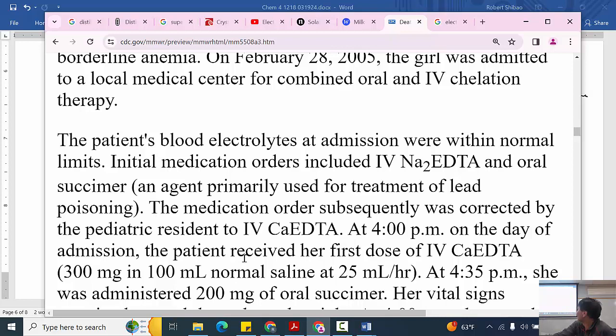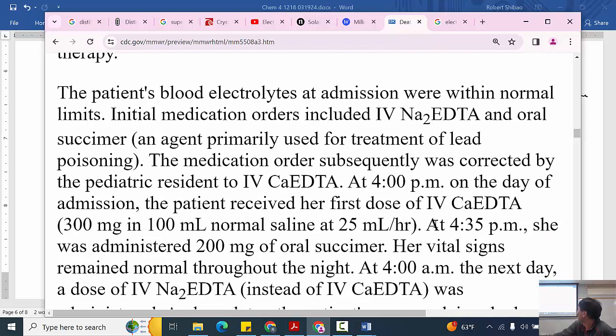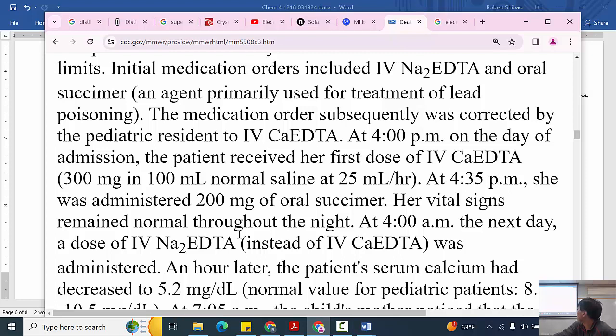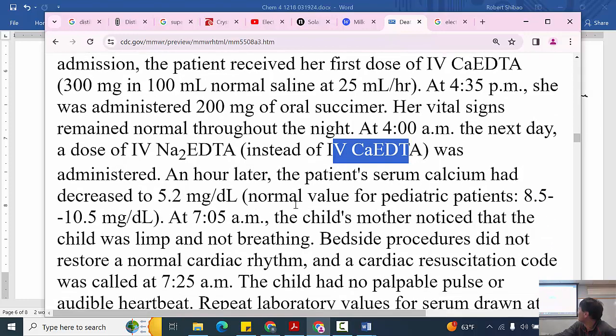At 4 p.m. on the day of admission, the patient received her first dose of intravenous calcium EDTA. And so the levels were normal. At 4:35, she was administered 200 milligrams of oral succimer. Her vital signs remained normal throughout the night. At 4 a.m. the next day, a dose of intravenous sodium EDTA, the drain cleaner stuff, instead of the calcium EDTA, was administered. An hour later, the patient's serum calcium had decreased to 5.2 milligrams per deciliter. Normal value is 8.5 to 10.5.